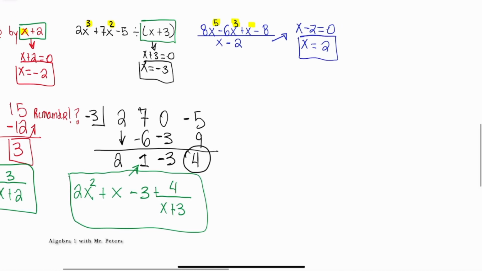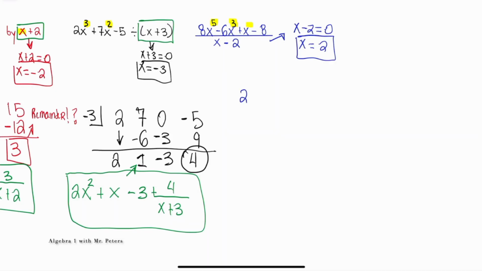Let's get some more space. So we set our problem up. We have 8. We have no fourth power exponent, so we're going to put 0. Then we go to -6. No x squared term, so that is 0 again. X just represents +1. And then we have -8.